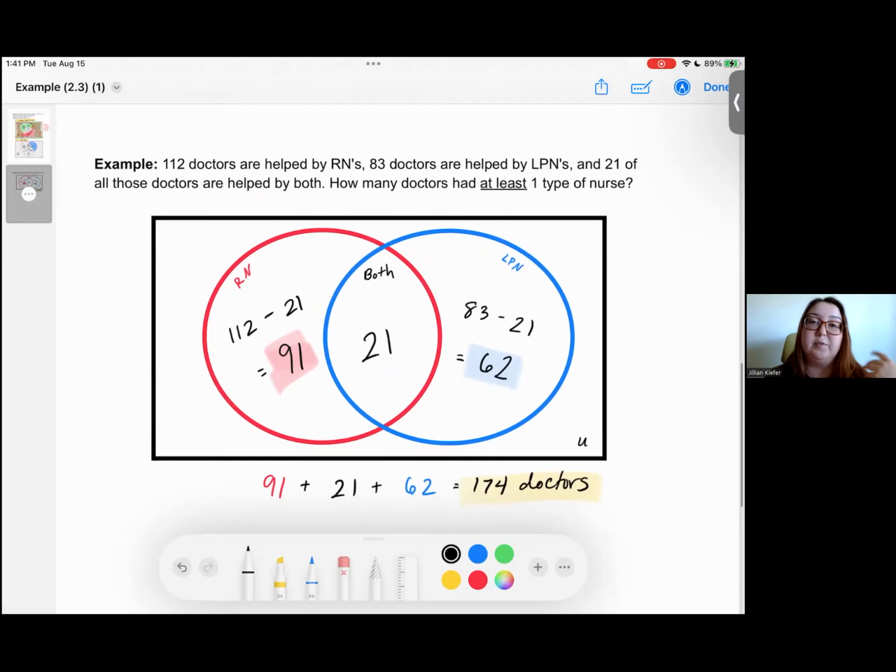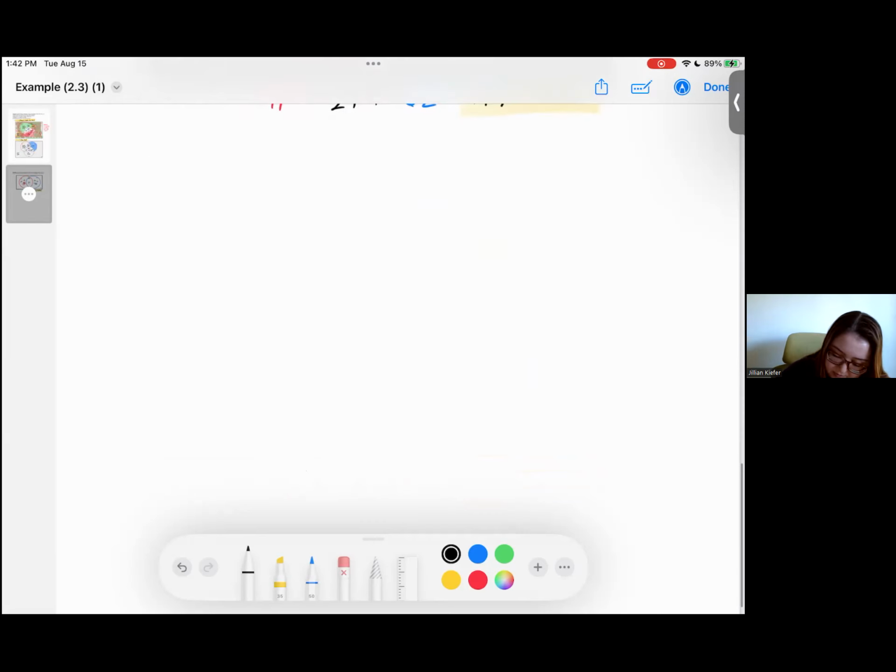That was using our Venn diagram. What we're going to do now is use our cardinality equation that we just learned. I want to show you both ways so you get a little bit more practice with Venn diagrams, but also you learn the cardinality equation. The cardinality equation we said was the number of elements in A union B would be the number of elements in A plus the number of elements in B minus the number of elements in both A intersect B.